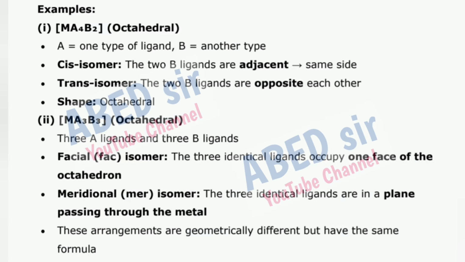Shape octahedral. 2. MA3B3, octahedral. 3 A ligands and 3 B ligands. Facial, FAC, isomer, the 3 identical ligands occupy one face of the octahedron. Meridional, MER, isomer, the 3 identical ligands are in a plane passing through the metal. These arrangements are geometrically different but have the same formula.